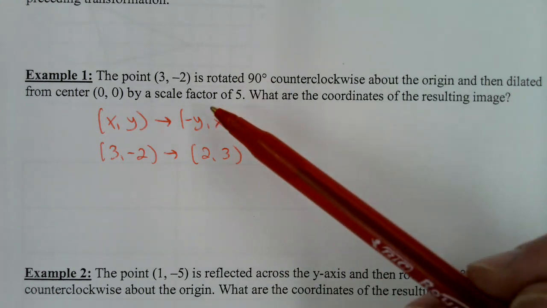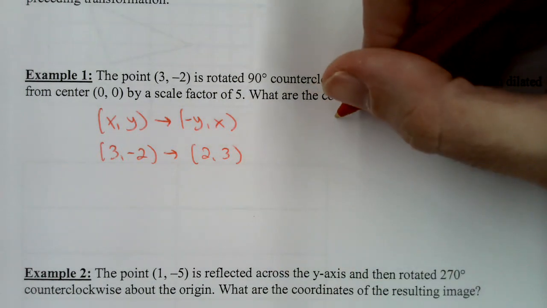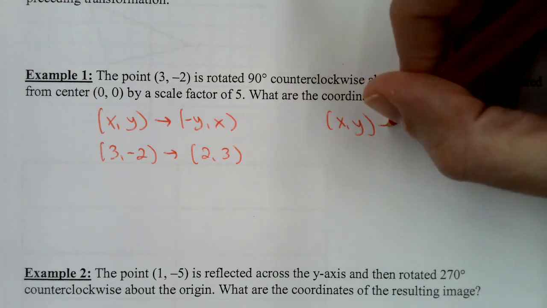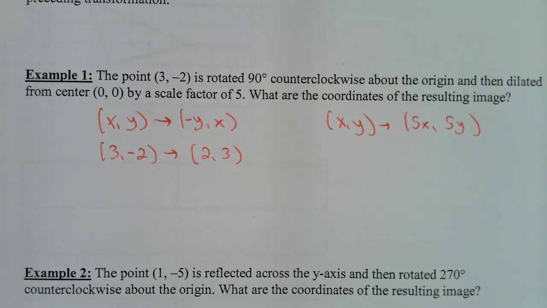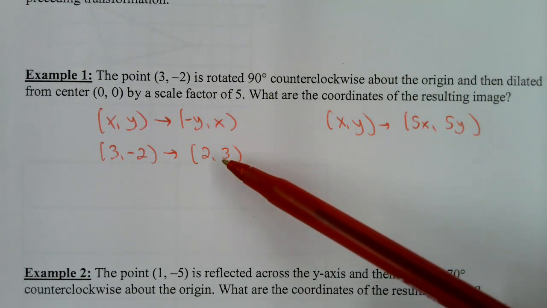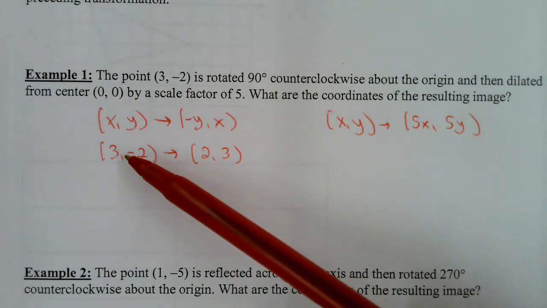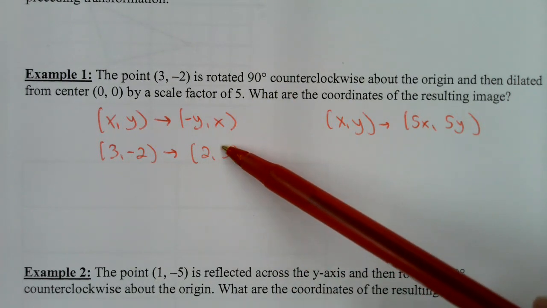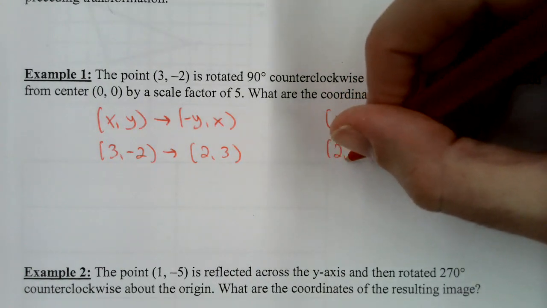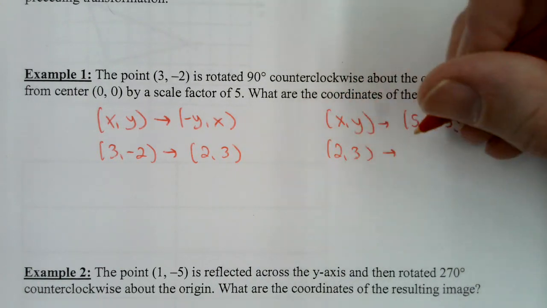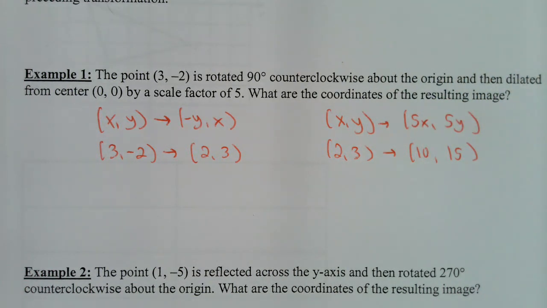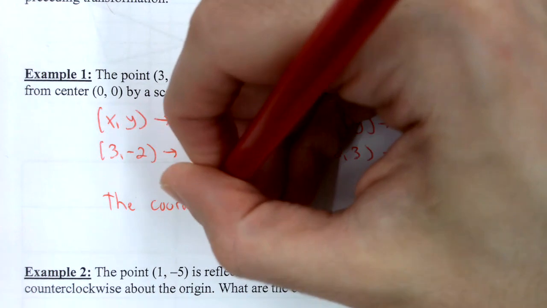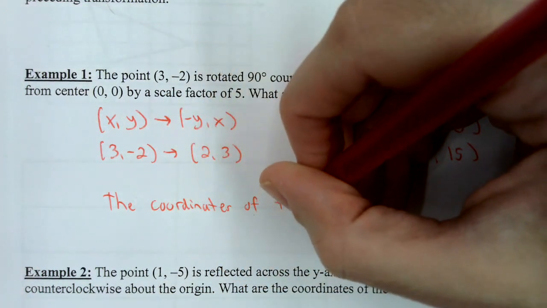But now we are going to dilate it by a scale factor of 5, centered at the origin. So the rule for that will be (x, y) maps onto (5x, 5y). You're starting from here, not from the original point. So it'll be (2, 3) maps onto (10, 15). So I'm just going to say the coordinates of the image are (10, 15).